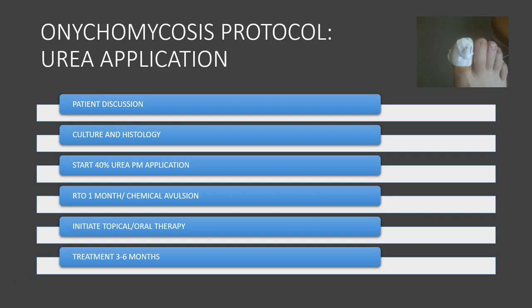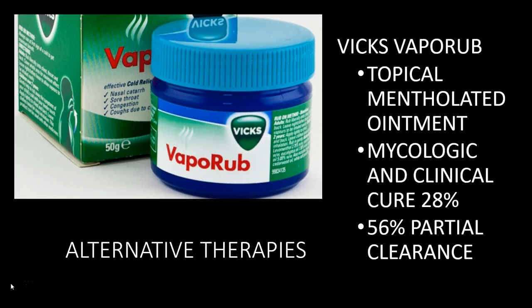In utilizing urea, as mentioned, the patient needs to understand that their nails will be loosened. We will go ahead and obtain a culture or PAS. We will start urea application nightly under occlusion. We will evaluate the patient at 1 month, remove as much of the nail as possible, or chemically avulse almost the entire nail, following which we then initiate appropriate topical or oral therapy and treat for a minimum of 6 months.